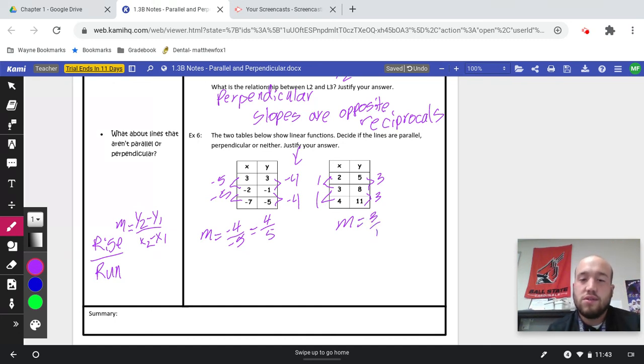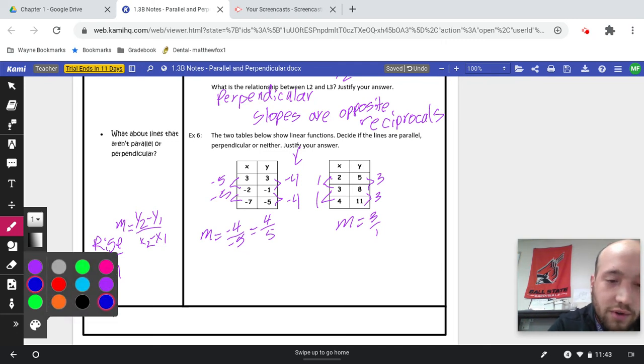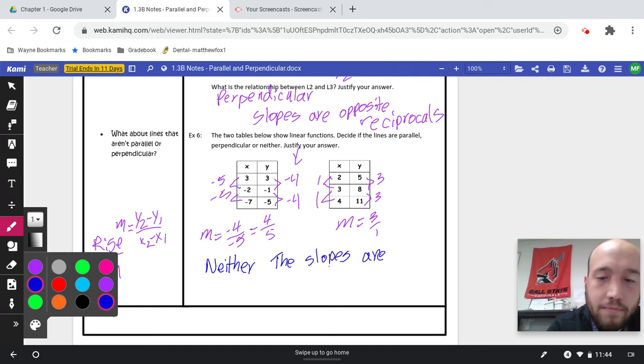If we look at those, so 4/5 and 3 over 1, are they the same? No, so it can't be parallel. Are they opposite reciprocals? No way. So it can't be perpendicular. Okay, so our answer here, I'll write in blue, would be neither. And our justification, the slopes are not the same or opposite reciprocals.